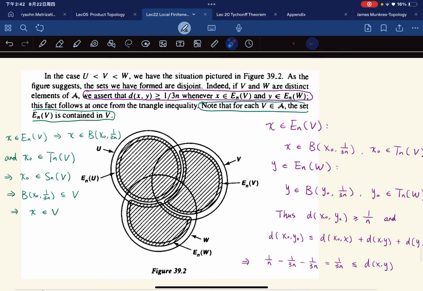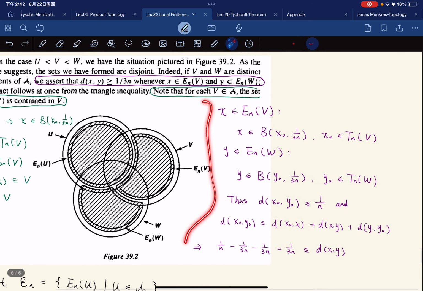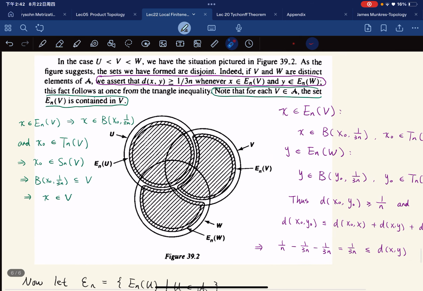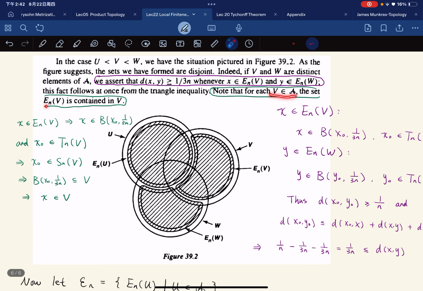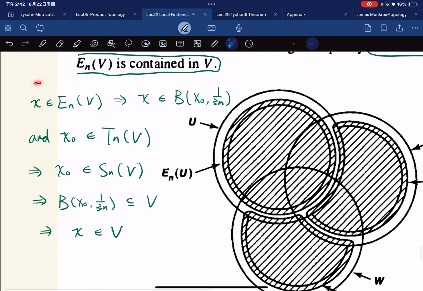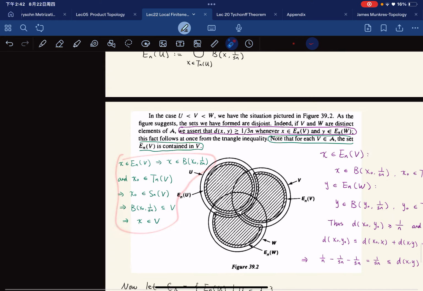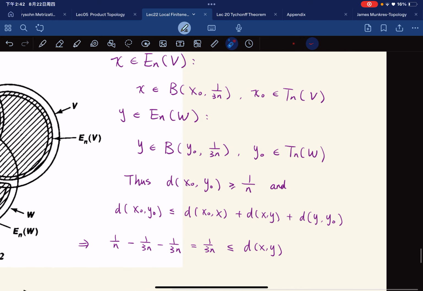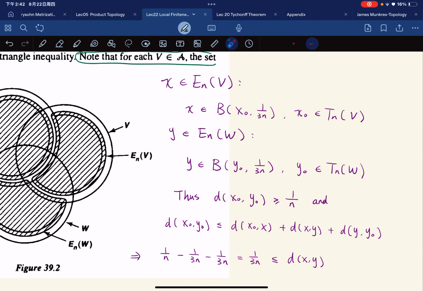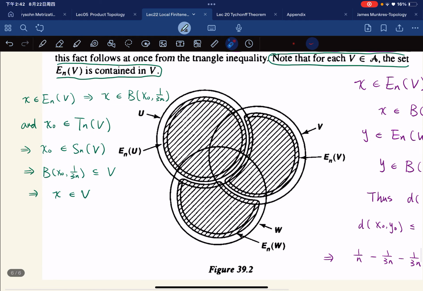As the figure suggests, the sets we have formed are disjoint. Indeed, if V and W are distinct, then we have this is true, and the proof is in here. It's just by the triangle inequality. And also, for V in A, E_n,V is contained in V, and the proof is in here. You may just pause and take a look.